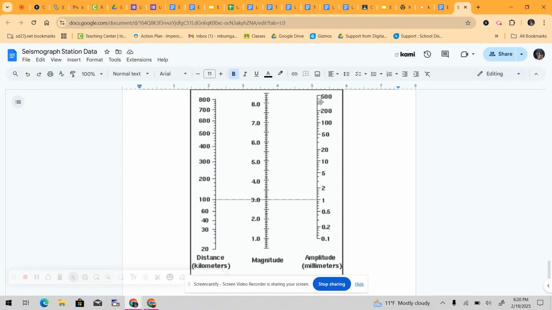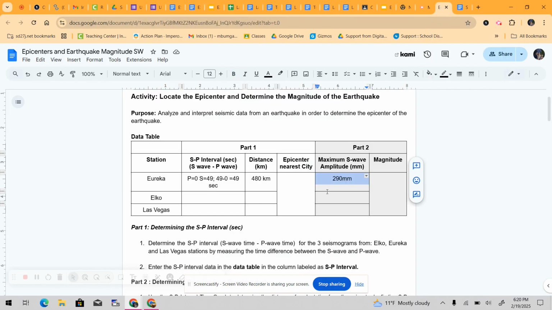Then you're going to take your ruler and draw a line from 290 to your 480 kilometer mark on your distance. So from here to here. Where that line crosses this middle line is your magnitude. You can figure out the magnitude by just plotting one of your stations. However, you're going to want to check your work with the other two stations to make sure that you're correct.